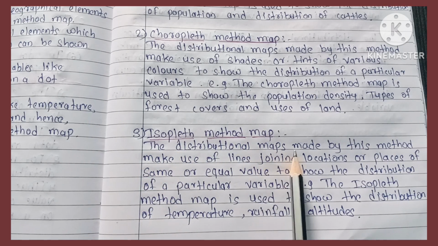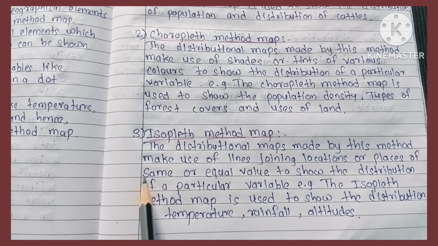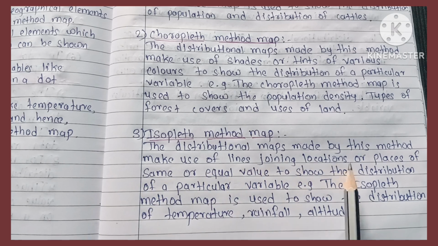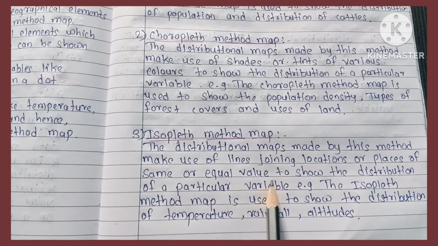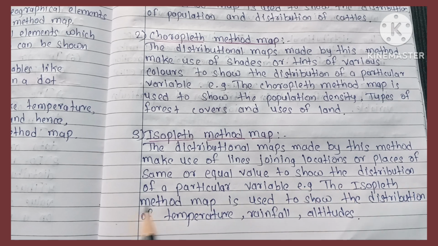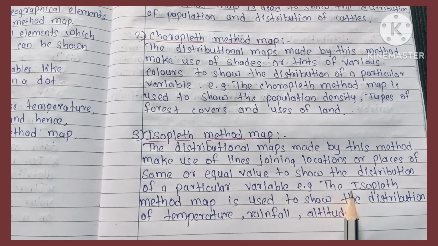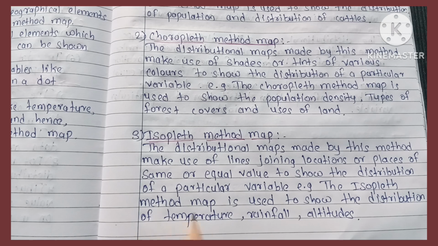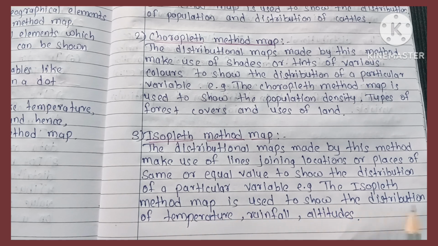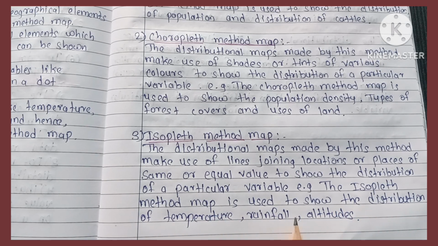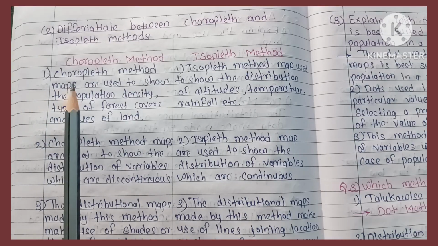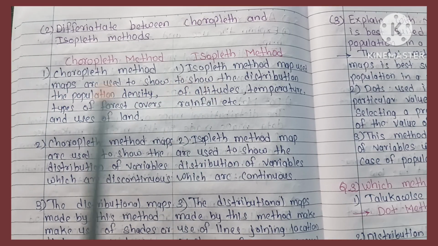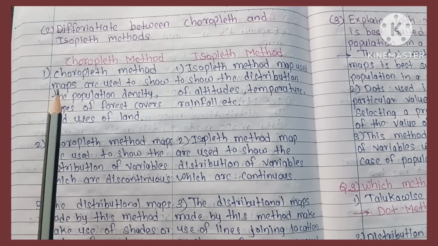The distributional maps made by this method make use of lines joining locations or places of same or equal value to show the distribution of a particular variable. Example, the isopleth method map is used to show the distribution of temperature, rainfall, altitudes. Next question, differentiate between choropleth and isopleth method.